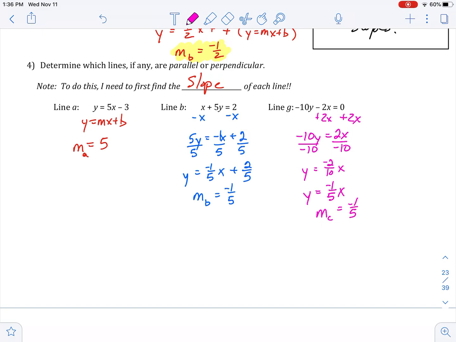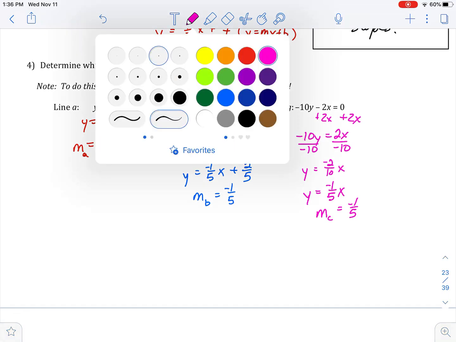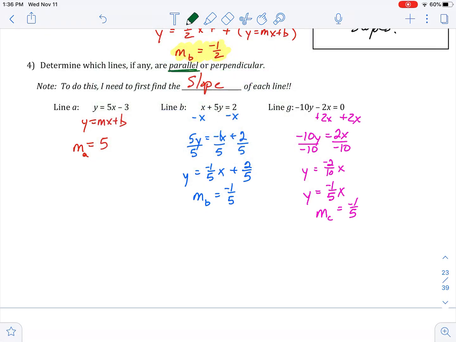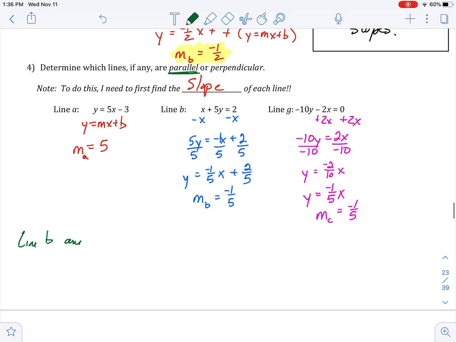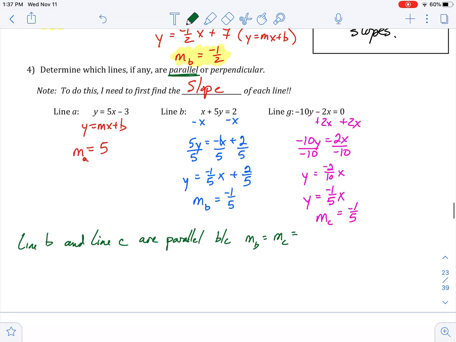Well, let's cover the easy one. It asks us here which lines are parallel. Well, if we're going to talk about parallel lines, the lines that are parallel are the ones with the same slope. So we can say line B and line C are parallel. And that is because m sub b is equal to m sub c. So that's meaning that the slope of both those lines is negative 1/5.